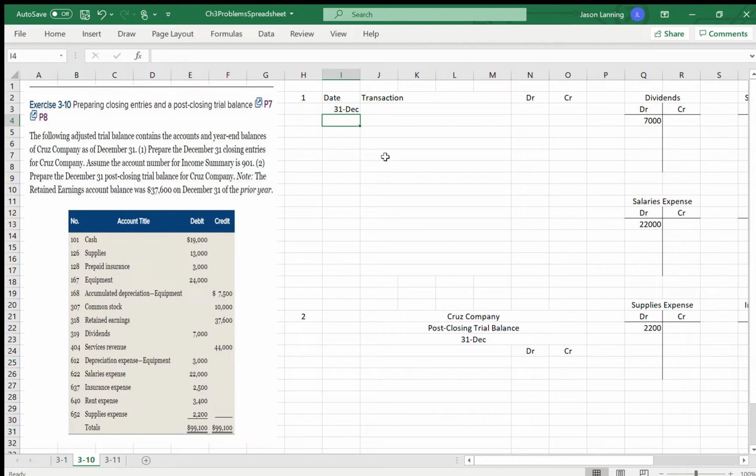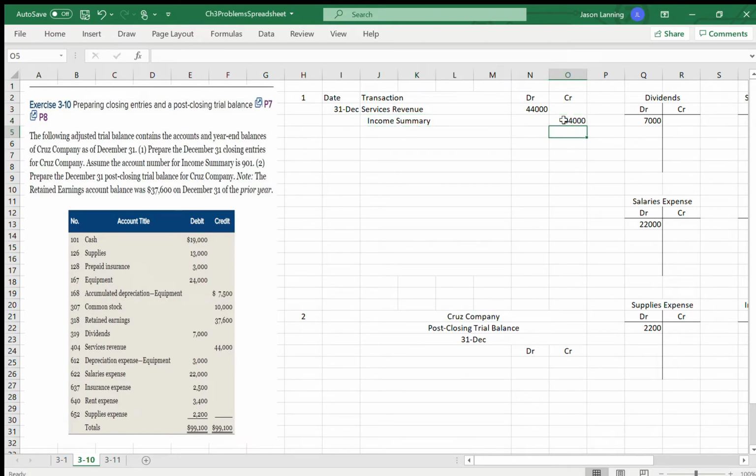And the first thing we'll close, the easiest, is probably usually revenue. All right. So if we look down through here, we have services revenue, $44,000 on the credit. So if we have $44,000 on the credit, how do we close that? We close that by debiting that account, because we want to have a zero balance. So we're going to debit the services revenue for $44,000, and then we're going to credit this temporary account that we call income summary. And we're only going to use this income summary for closing.